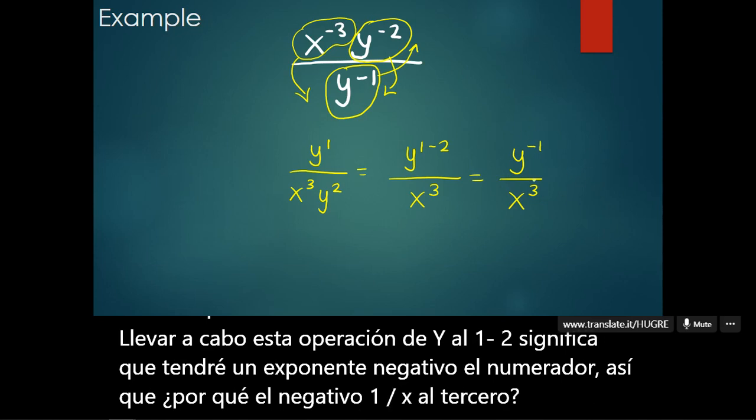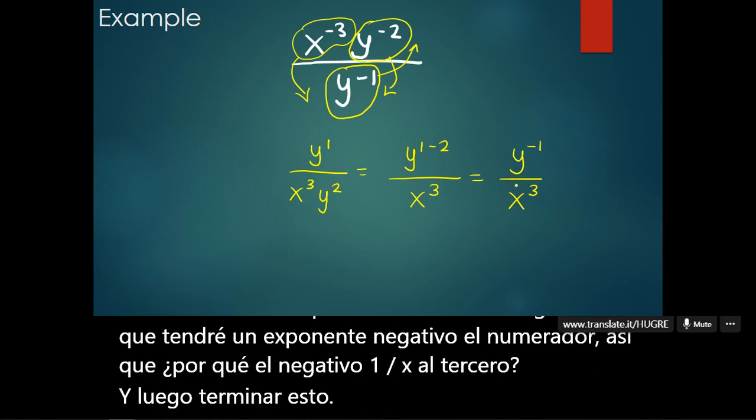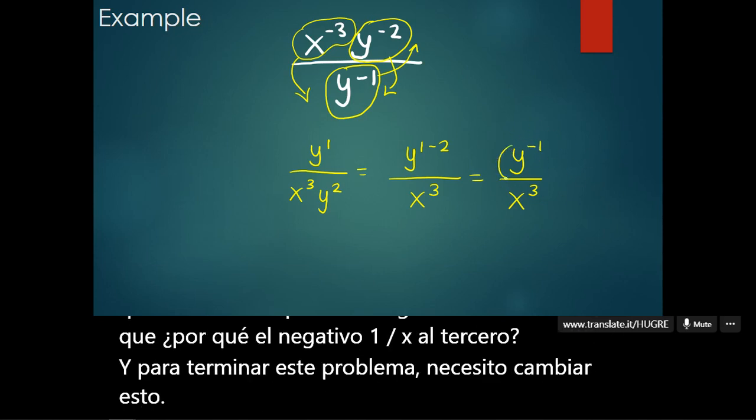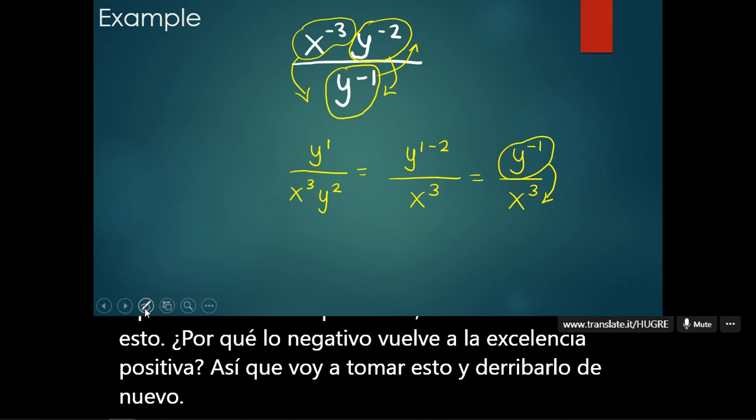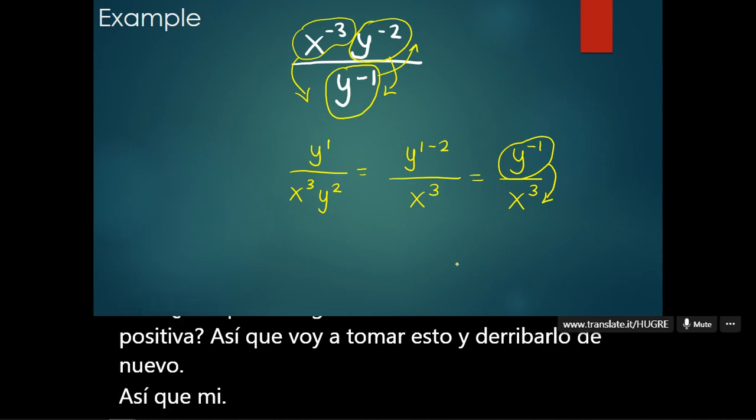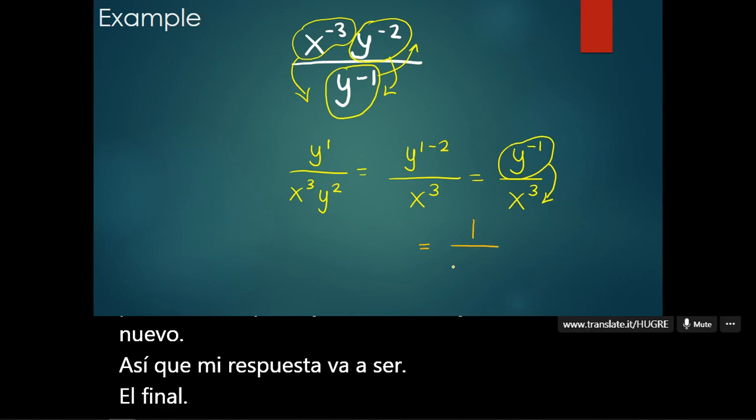And then to finish this problem, I need to turn this y to the negative back into a positive exponent. So I'm going to take this and bring it back down. So my answer is going to be, at the very end, 1 divided by x to the third, y to the first, or just y.